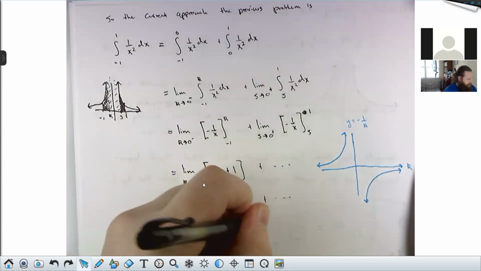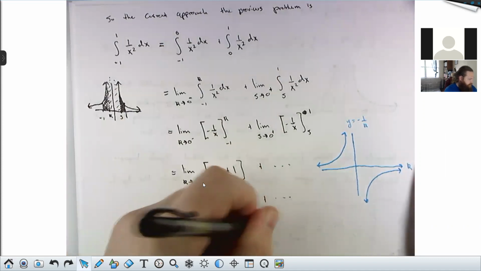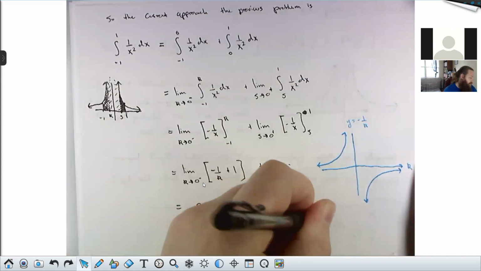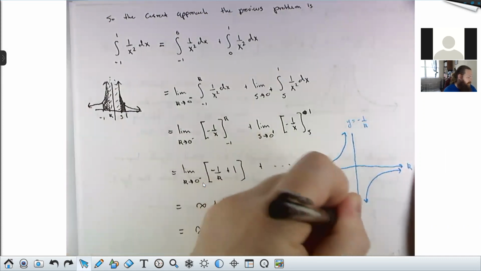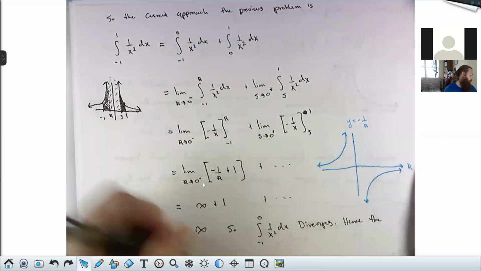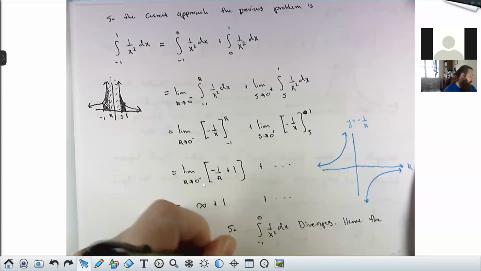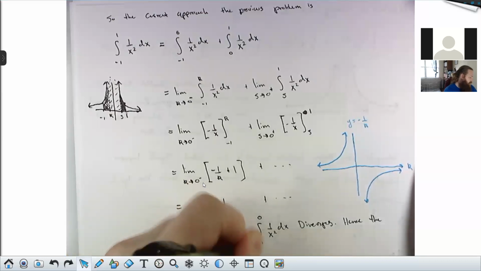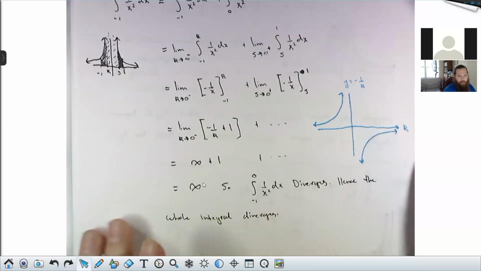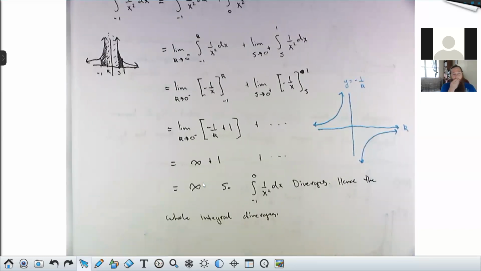So that first piece, integral -1 to 0, 1 over x squared dx, diverges. Hence, the whole integral diverges. You would find the same from the other piece. The other piece is also going to come out to plus infinity.